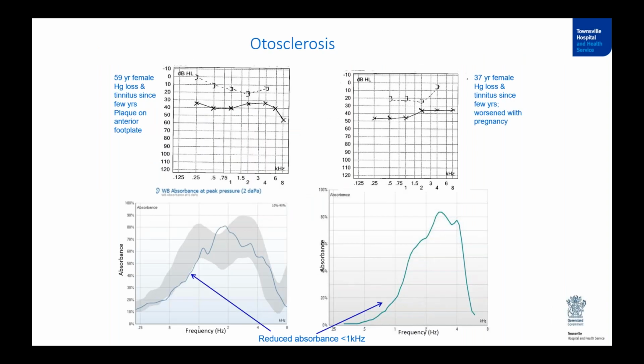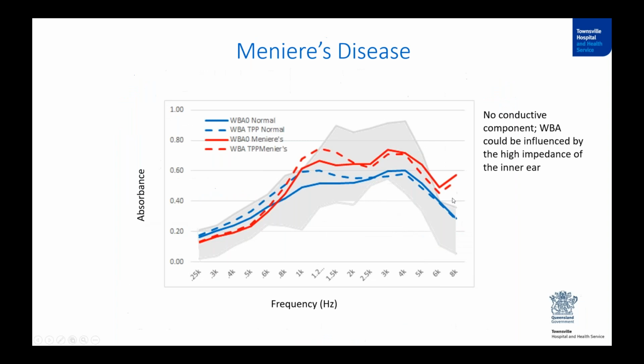This is another example, and again, otosclerosis is not a stable condition. It can progress over a period of time, and the wideband absorbance pattern depends upon the stage of otosclerosis, whether it's in the early stages or the very advanced stages. The absorbance can change over a period of time.